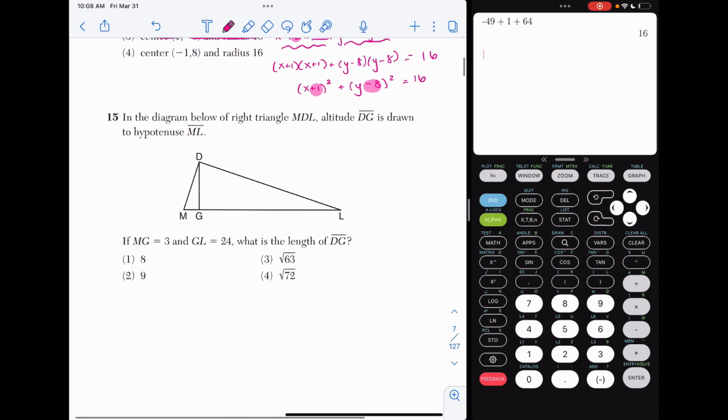All right, number 15. These are called mean proportional problems, but I like to use little nicknames for them that are called hills and SAS, and I'll explain what that means. Let's label the picture first. So MG is 3, GL is 24, and we want to find the length of DG. So since I'm looking for DG, that's the altitude, I know that I'm going to use this SAS formula.